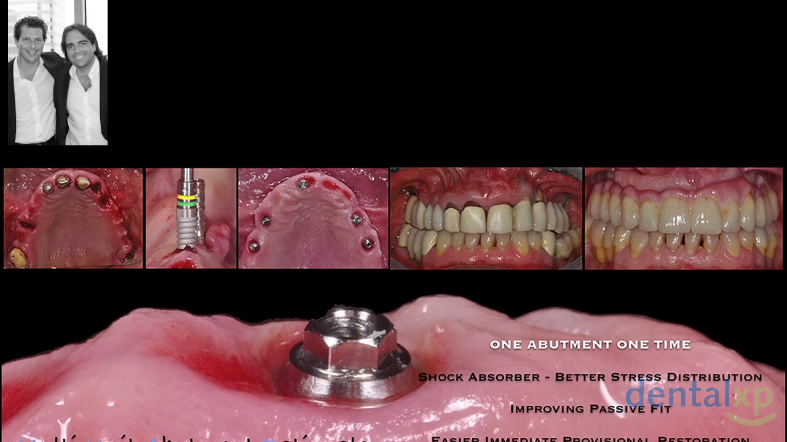But as we said, we always try to be up to date, and we add the multi-unit abutment in our protocol because they gave us a lot of big advantages, such as the one abutment one time. We are using them as a shock absorber because they distribute the stress better. We can improve the passive fit, and we can deliver the provisional restoration easily without numbing the patient because we are bringing the connection more coronally to the soft tissue.